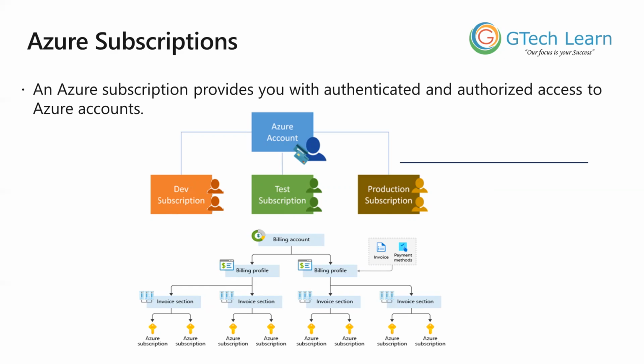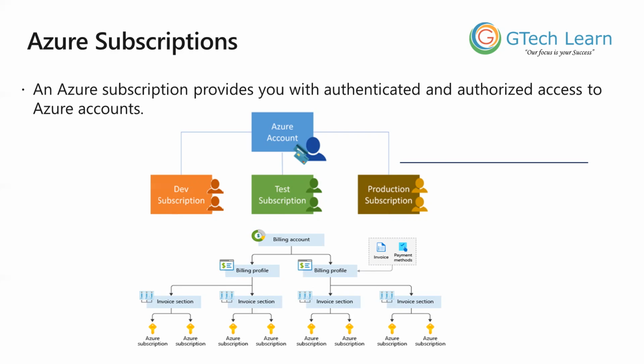Basically, there are two types of subscription boundary. One is the billing boundary, and the second one is the access control boundary. Let us talk about this in detail. What are the billing and access control boundaries? If we talk about the billing boundary, it determines how an Azure account is billed for using Azure. You can create multiple subscriptions for different types of billing requirements.